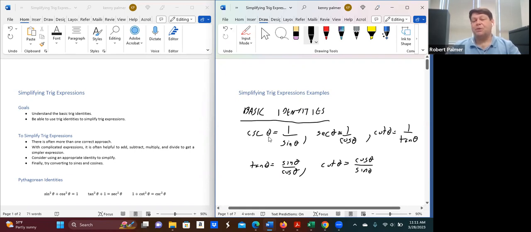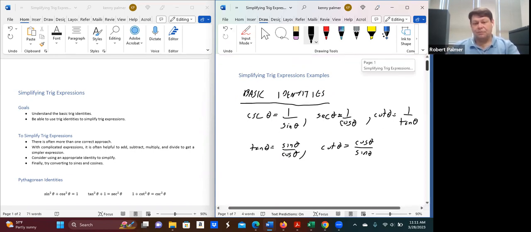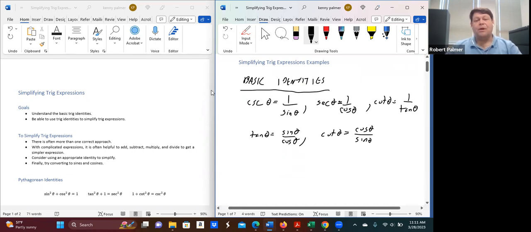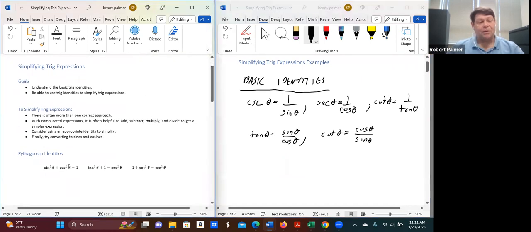So what makes these identities is that these are equations, but they're not just true for a value or two. They're true for essentially any value within the certain domain. For example, this is true as long as sine is not 0, because if it was, 1 over 0 would be undefined. As long as that's not the case, this is true for any other values where it doesn't make it undefined. These are identities. These are always true.